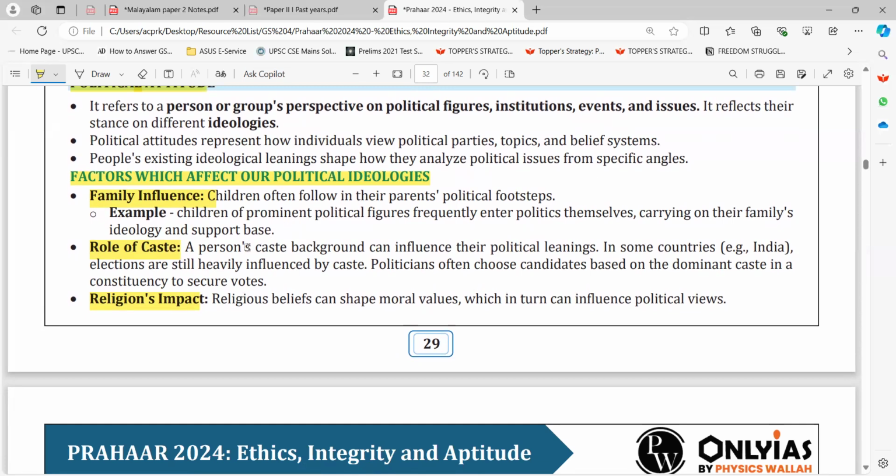Role of caste. A person's caste background can influence their political leanings. In some countries, example India, elections are still heavily influenced by caste. Politicians often choose candidates based on the dominant caste in a constituency to secure votes.